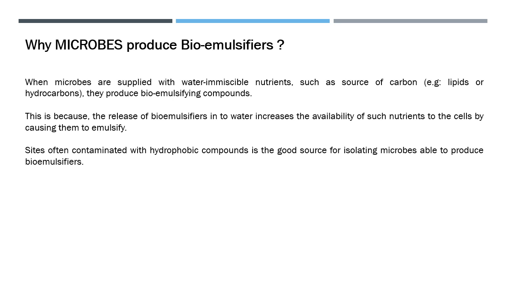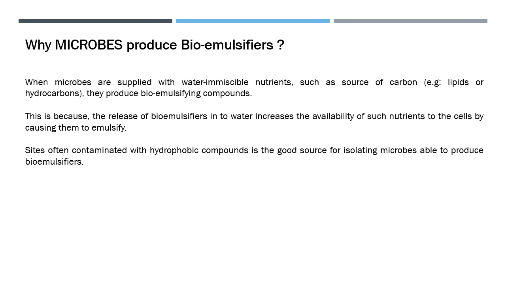This is because they release the bioemulsifiers into the water, which increases the availability of such nutrients to the cells, causing them to emulsify. So to get access to the carbon source, they produce these emulsifiers. In water the emulsifier will act on the other nutrient which is immiscible, so that it gets mixed, and the microbes get access to the nutrients.